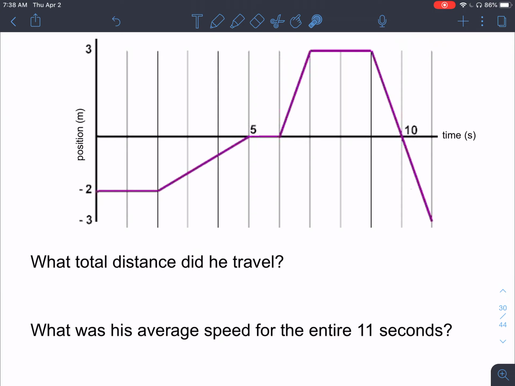Okay, another calculation. What is the total distance that was traveled? And what is the average speed for the entire 11 seconds? Go ahead, pause the video, and try these ones out.